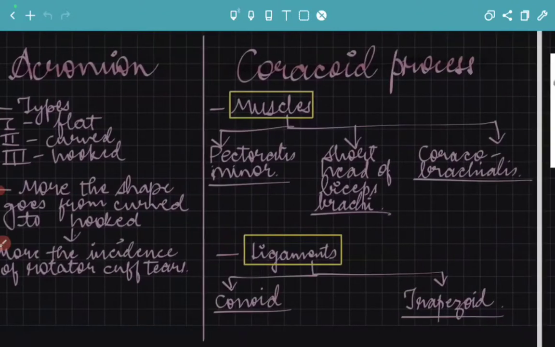Let's study about the acromion process and the coracoid process. Acromion process can be of three types: flat, curved, or hooked. As the shape goes from flat to hooked, there is increased risk of incidence of rotator cuff tears.